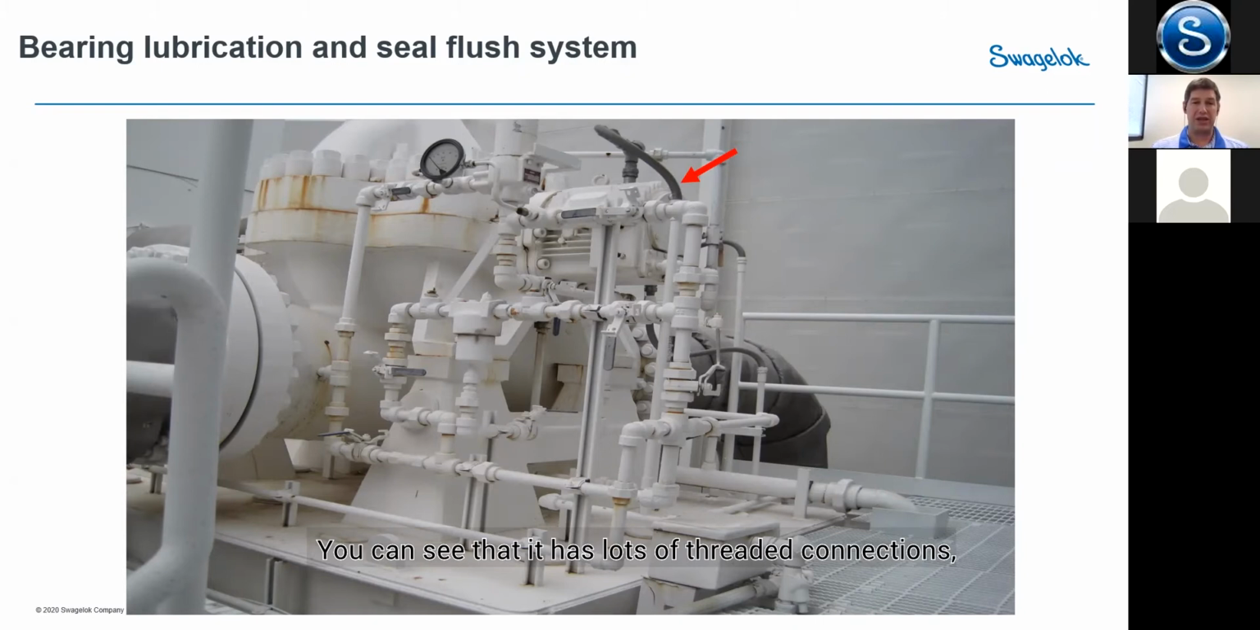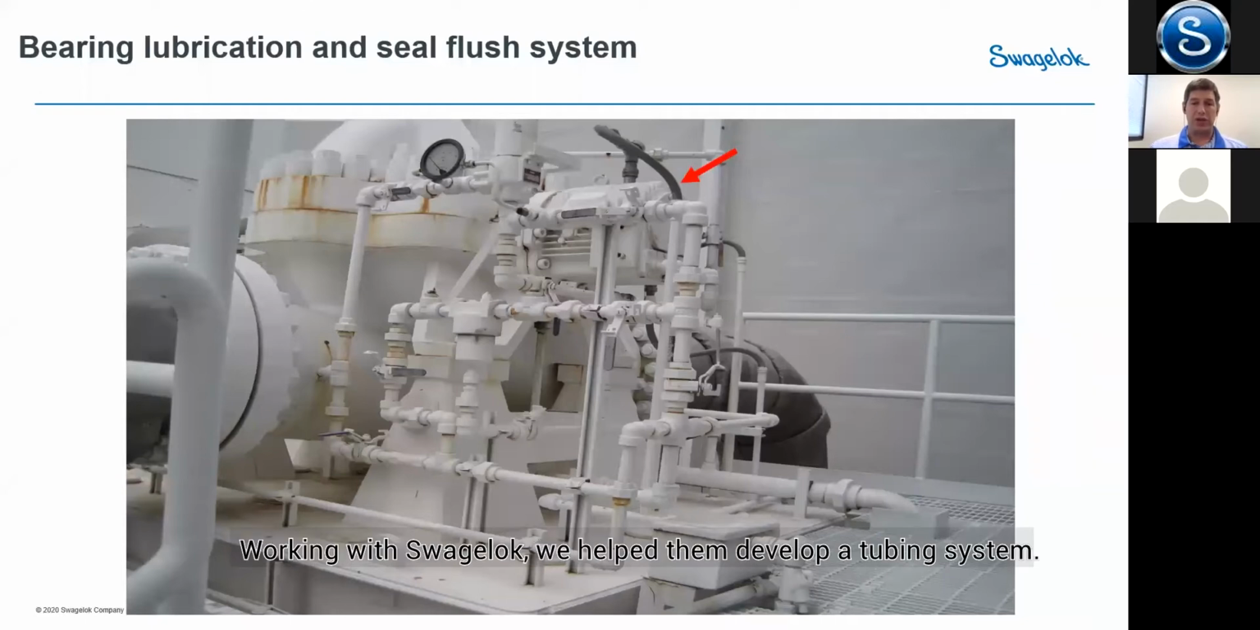You can see that it has lots of threaded connections, lots of union ball joints, and this service took up to 40 hours to do one of these pumps and service it correctly. They had to repaint the system because it was carbon steel every time, at least all the joints where they took it apart. So it was very labor intensive and difficult to maintain.